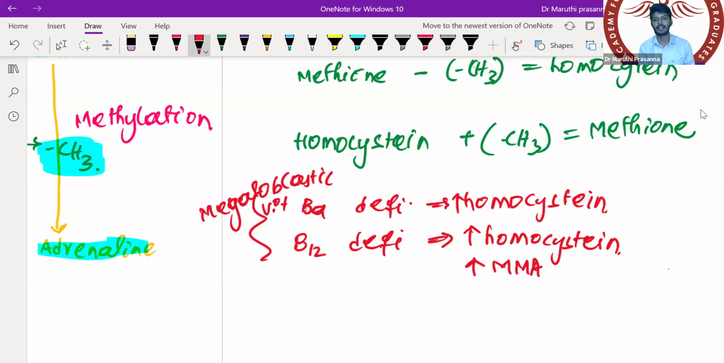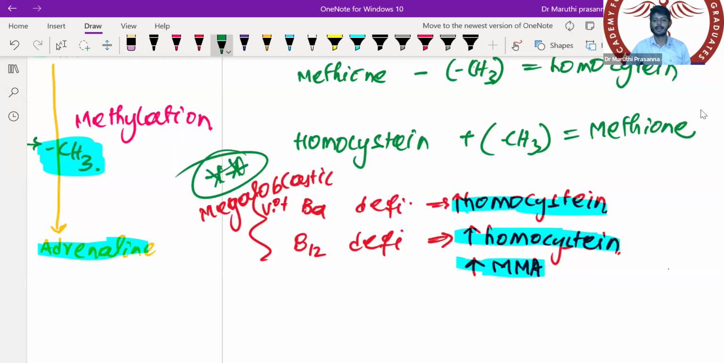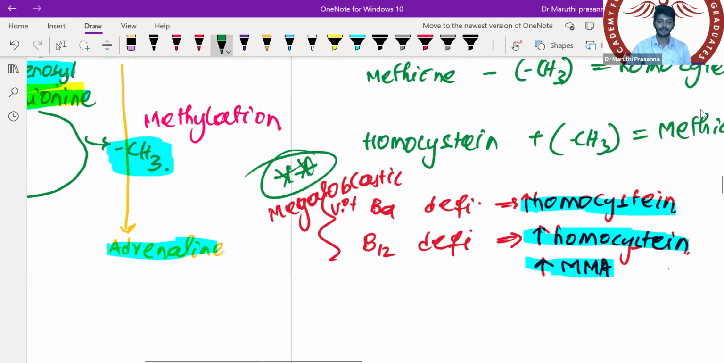So this is the story of your sulfur containing amino acid. Megaloblastic anemia will be there. Quickly, let me tell you: B9, folic acid deficiency leads to megaloblastic anemia. B12 deficiency also leads to megaloblastic anemia. In both of them homocysteine level is elevated, but in B12 deficiency MMA level is also elevated. इसको star लगा दो भाई साहब, बहुत important point.